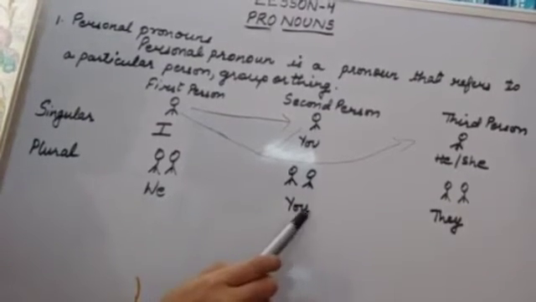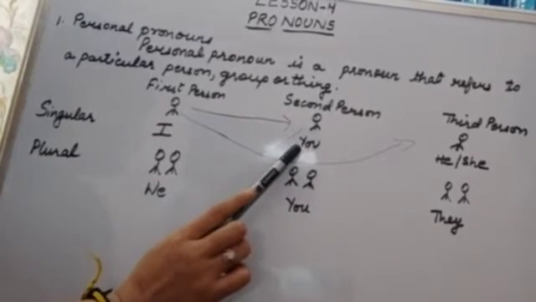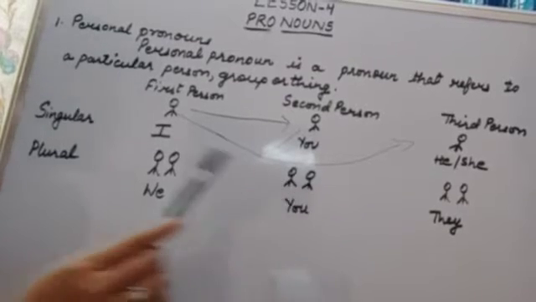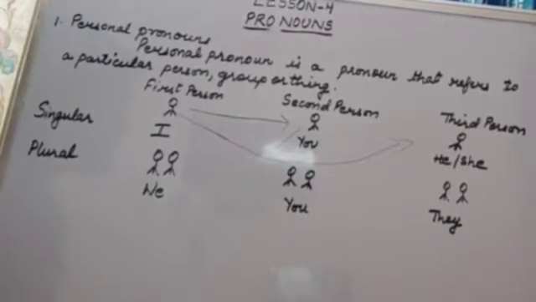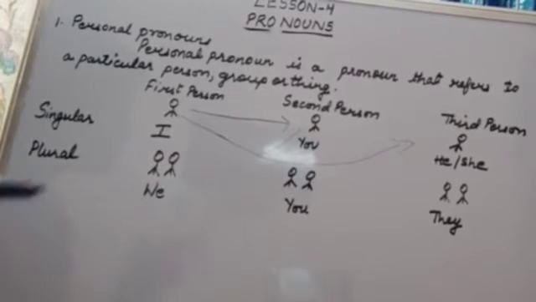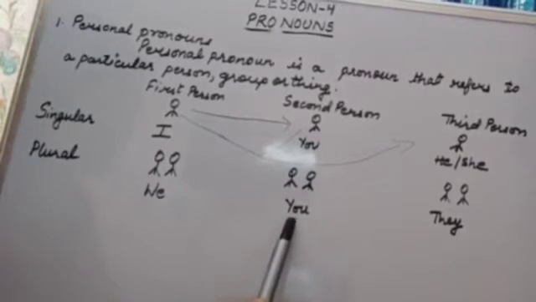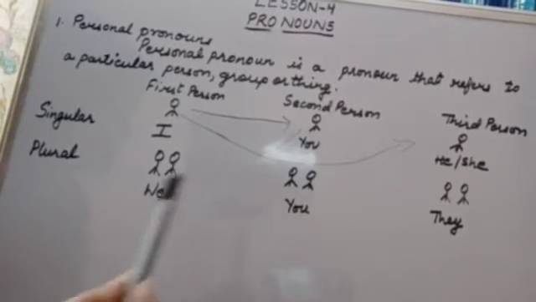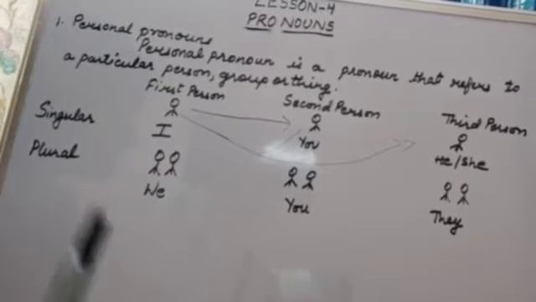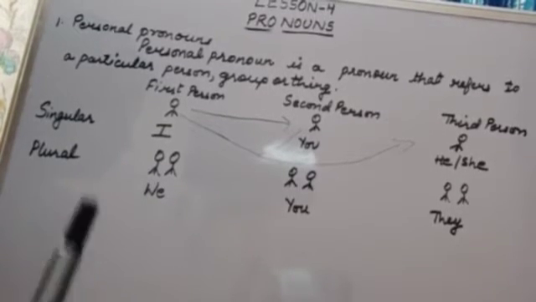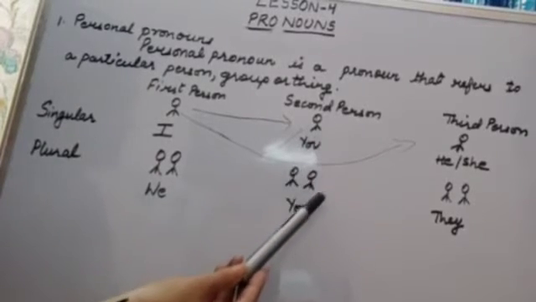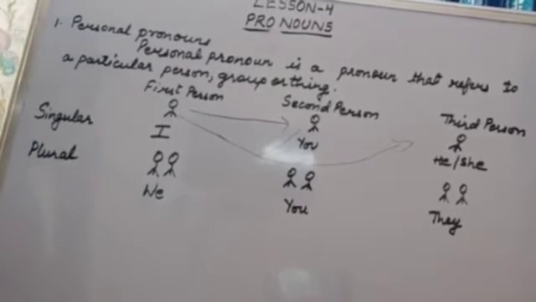Now next, you. See class, here you can be used for singular also and can be used for plural also. If I am saying something to the class, I can say you all have to submit your notebook tomorrow. What does that mean? That means I am talking to all the class, and in class there is not only one student. No, there are many students. So you can be used for one person or more than one person.